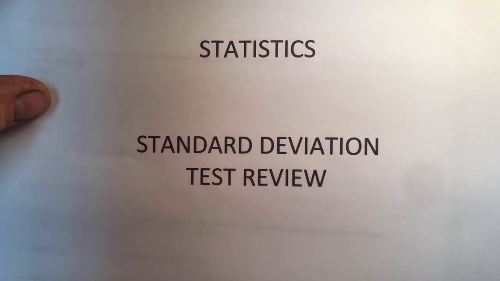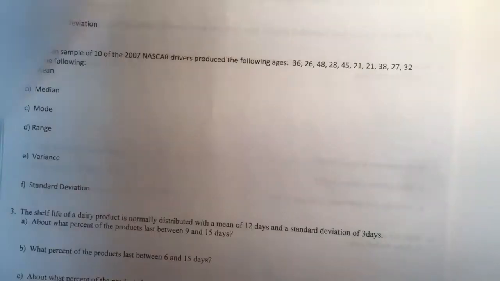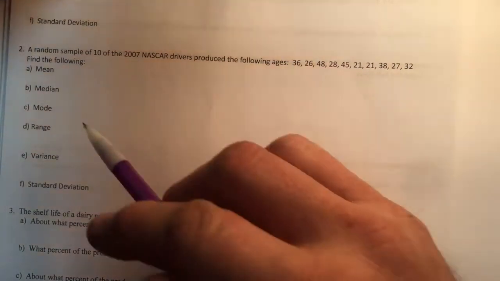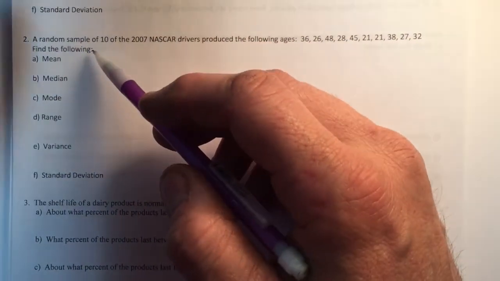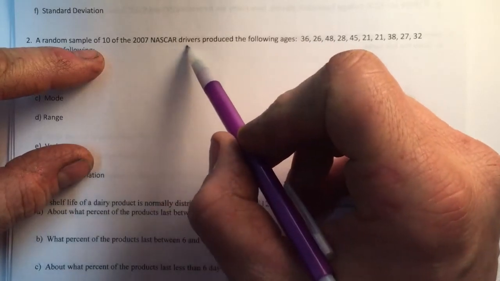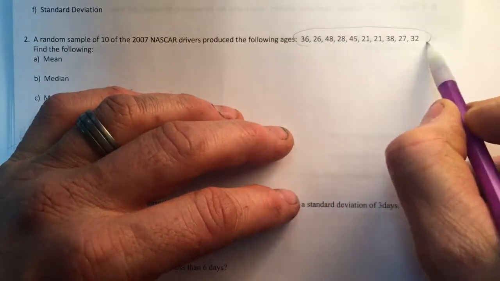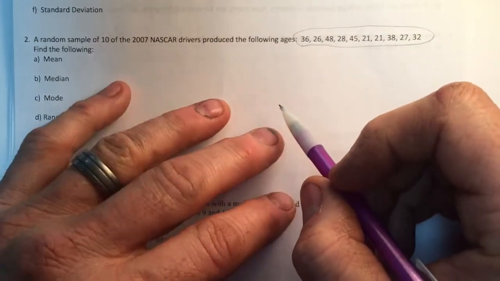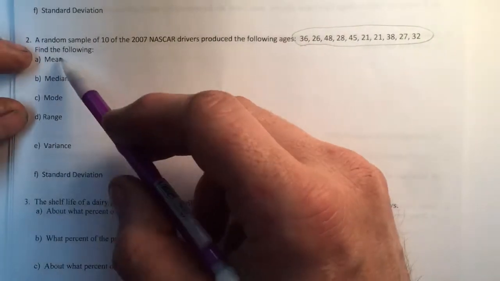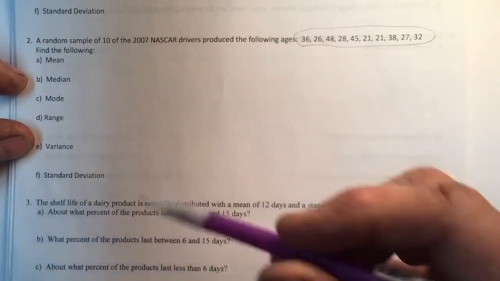All right, we got statistics, standard deviation test review. All right, so we're going to be right here. We're going to do number 2. A random sample of 10 of the 2007 NASCAR drivers produced the following ages. All right, there's all my ages. Okay, it says find the following: the mean, median, mode, range, variance, standard deviation.